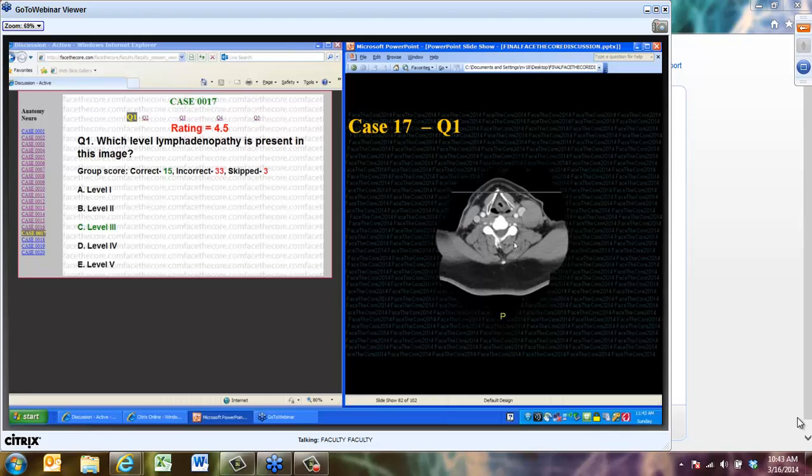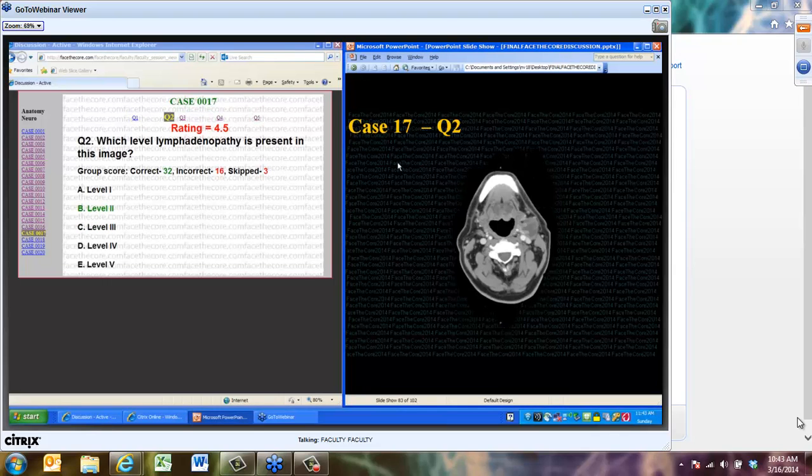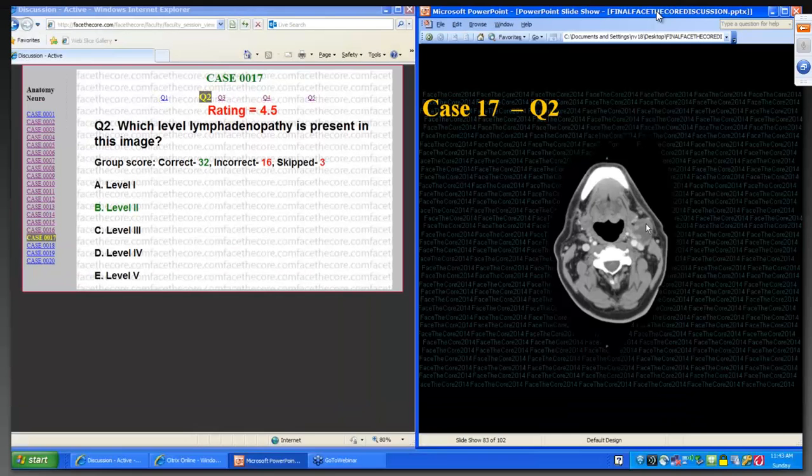Okay, so where is this node then? Is it a 1 node, 2, 3, or 4? Well, this is going to be below the level of the hyoid. You see it's touching the jugular vein, so this is a level 3 node. And we're basically just above the inferior margin of the cricoid on this image, so therefore this is the level 3 node. The next question is, which level lymphadenopathy is present in this image? Well, here we're, again, from the skull base and we're above the level of the hyoid, and it's touching the jugular vein, so this is a level 2 node.